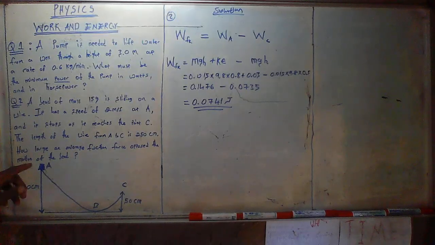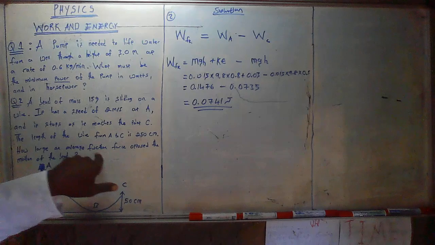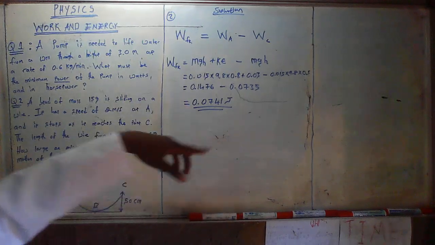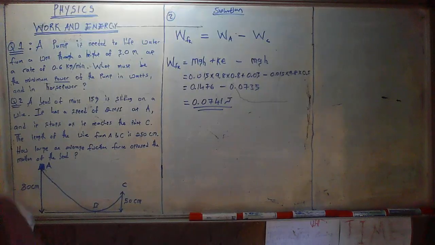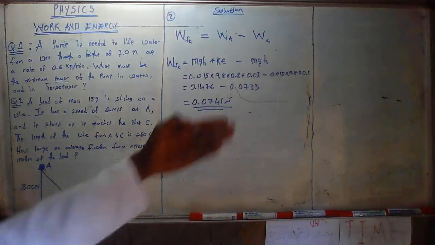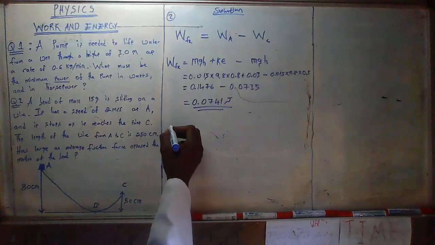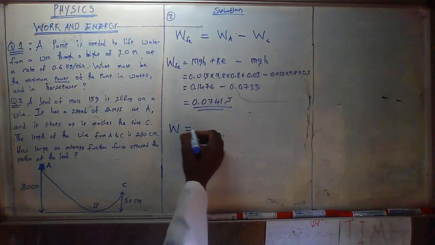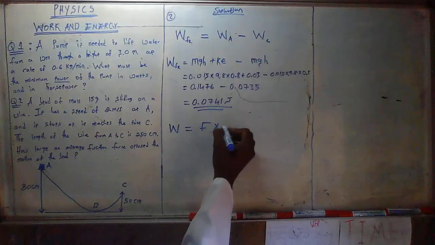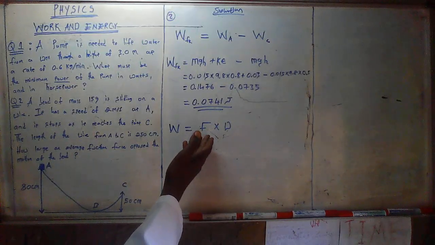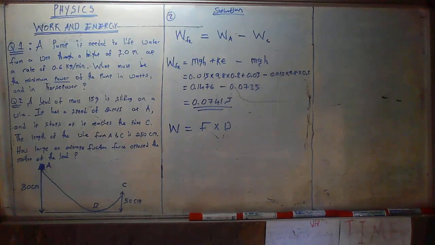But even if we are saying amazing, the question requires us to find the what? To find the friction force. This is the work done by the friction force, but they want us to find the friction force. How do we find it? What is the formula for work done? Work done is equal to force times distance. From this formula, we can make force the subject of the formula.